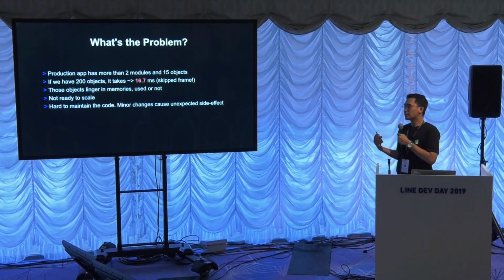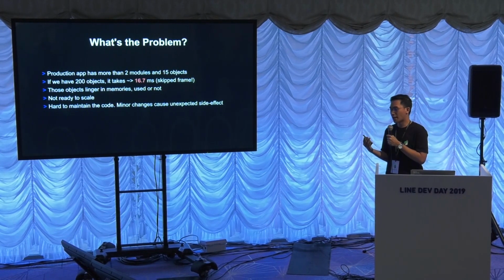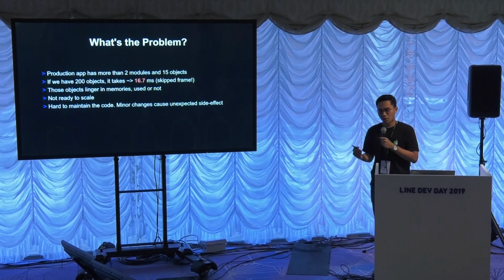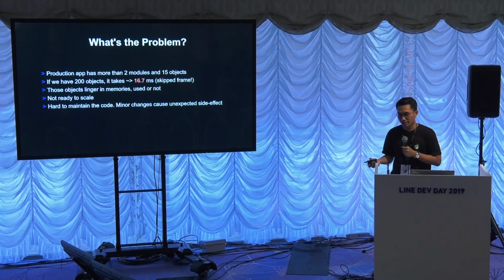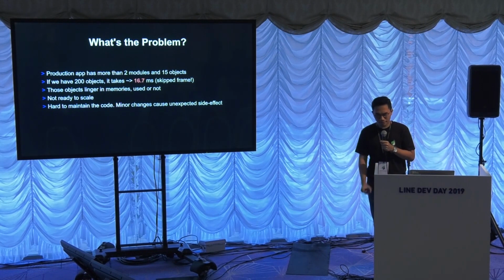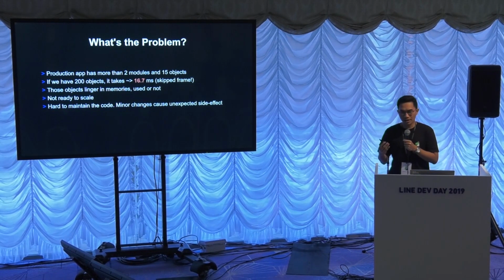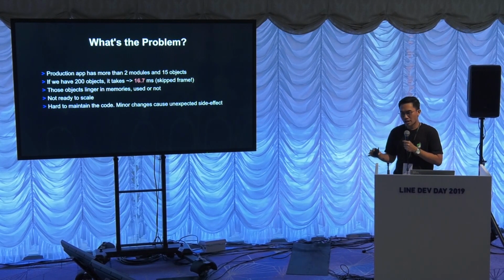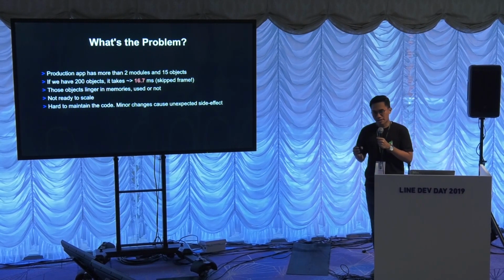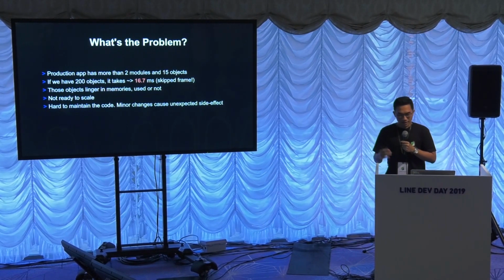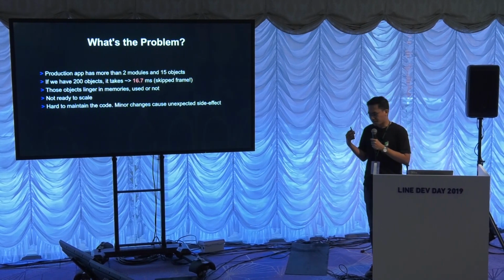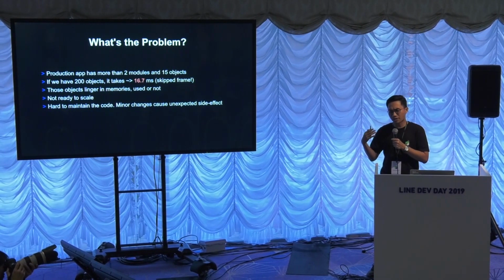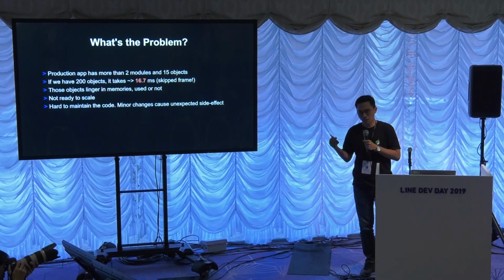Well, first of all, production apps have more than 2 modules and 15 objects. And if we have 200 objects, it's going to take more than 16.7 milliseconds, which means we will have a skipped frame. And those objects will linger in memory, whether we are using them or not. And that's from the product perspective. From the engineering perspective, it means we are not ready to scale. If we want to add more objects, eventually we will have a slower app launch time. That's not what we want.